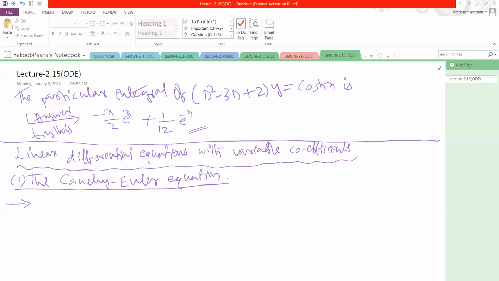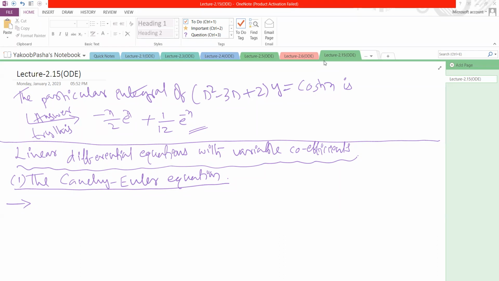Equations with variable coefficients. These equations are divided into two types. First one is the Cauchy-Euler equation. From this, one question is compulsory for JL and also for set.